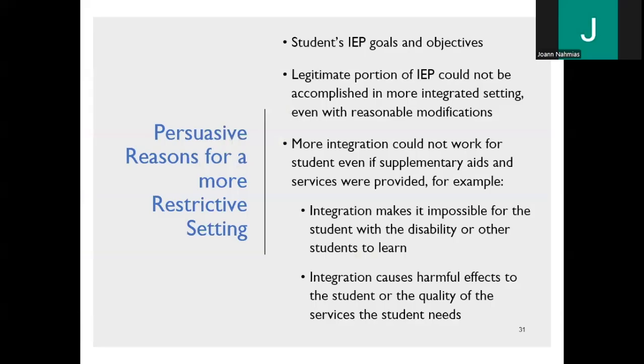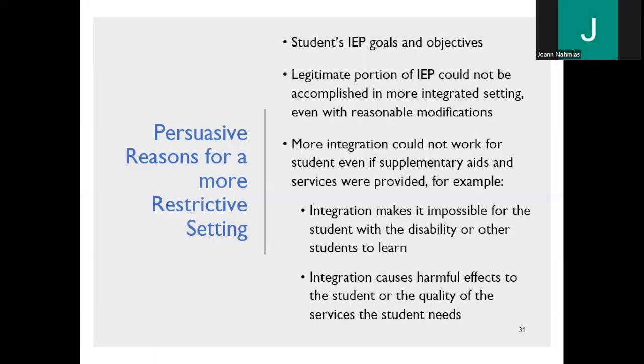The decision to place a student in a more restrictive environment, meaning a setting with fewer opportunities to interact with non-disabled peers, should always be based on individual need and not convenience. And it must be backed up by the IEP team with persuasive, well-documented reasons. Here are some valid, legally defensible reasons for making that decision. First, if the student's IEP goals and objectives can't be met in a more integrated setting, even with reasonable accommodations and support, then a more restrictive setting may be needed to ensure progress.